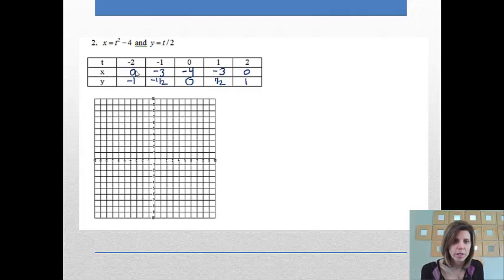We always start at the left endpoint here, so we're going to start at 0, -1, so that's where my graph actually starts, or my object, or whatever it happens to be. And then my next point is going to be -3, -1/2, about right there. And then we have -4, 0, and then we have -3, 1/2, and then we have 0, 1.